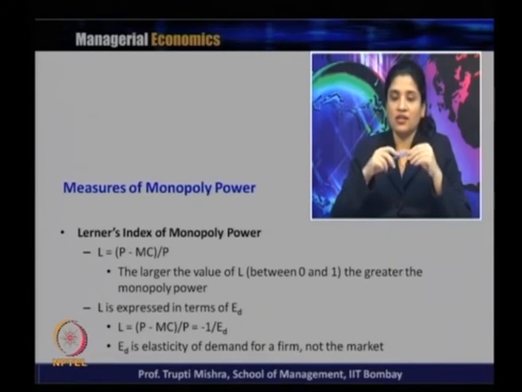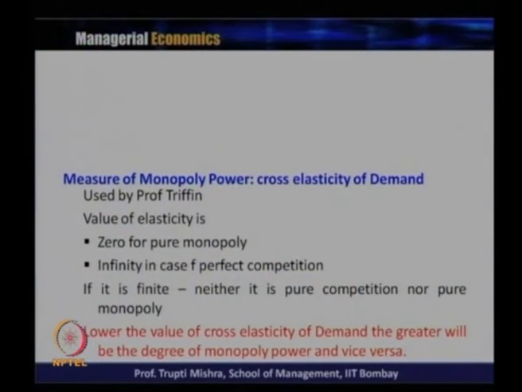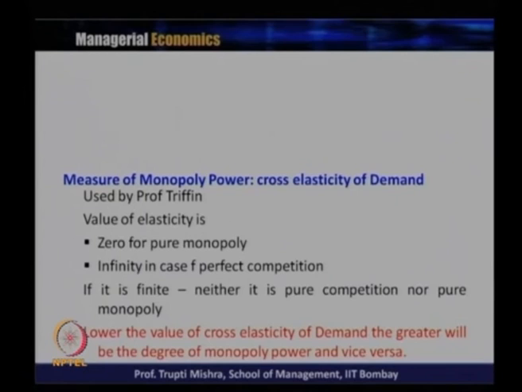If you simplify, this is P minus MC upon P, which is minus 1 by ED, and ED is the elasticity of demand for a firm, not the market, because ideally we are not discussing the market power of the industry as a whole, rather we are talking about the market power of a specific firm. So, in case of the Lerner index, it is 0 for a perfect competitive firm and 1 for a monopoly, and in between this 0 and 1 there are a number of other market structures, whether we can take the case of oligopoly or the monopolistic.